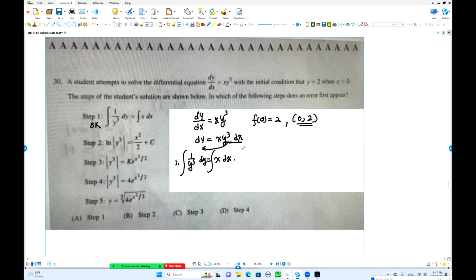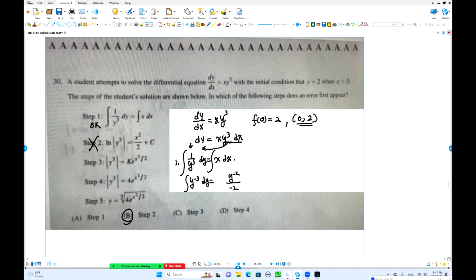Okay, after separable, we continue to the next step. The next one is the integral of 1 over y cubed. The antiderivative, is this ln of y cubed? No, this is a polynomial, right? This is actually negative 1/3. Are you okay with this? dy. This is actually the plus 1, so y to the negative 1 divided by negative 2, right? That is not ln, okay? Step 2 is wrong. Are you okay with this?